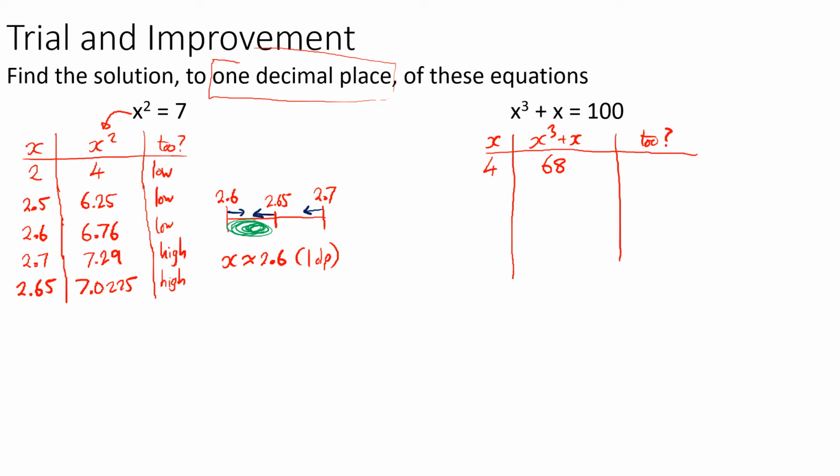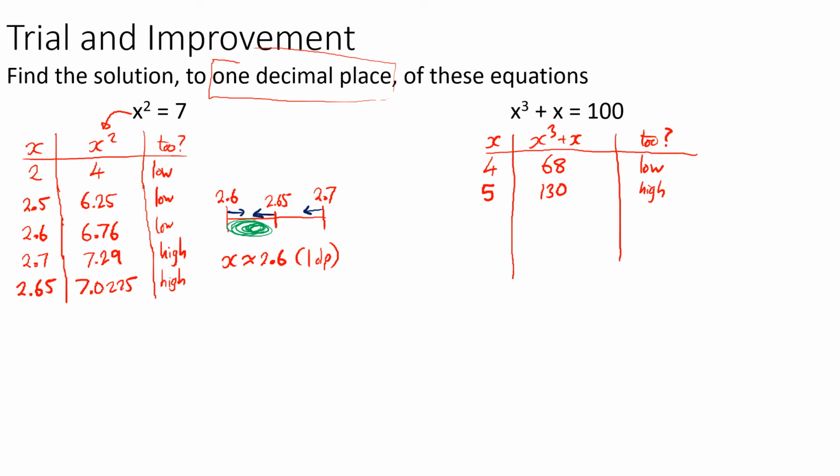Not going to show the working for that because I've just typed it in. That is definitely too low. We want to get 100. And if you started with like 2 and you got an answer out of 10, you might want to bump up a lot quicker than that. Alright, we might try 5 next. 5 cubed plus 5, 130. That is too high, so we know the answer is somewhere between 4 and 5.